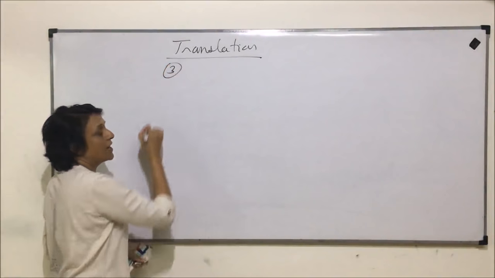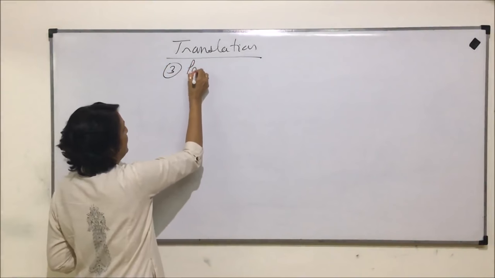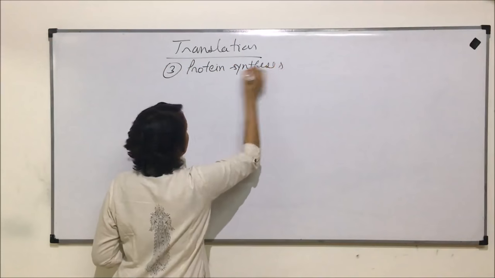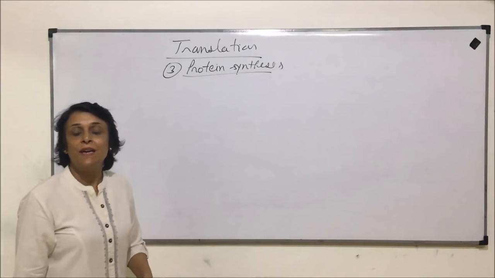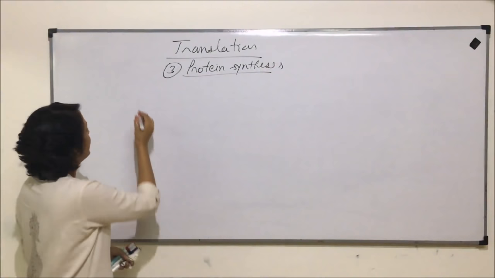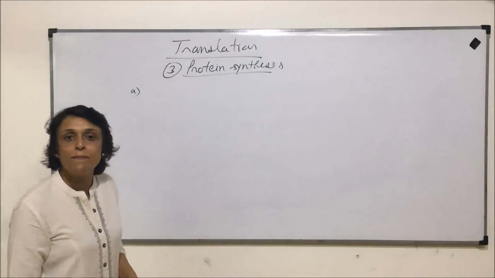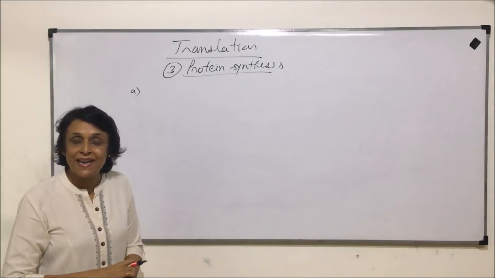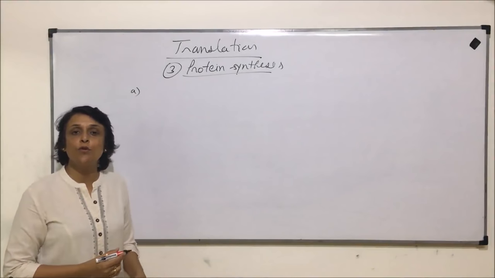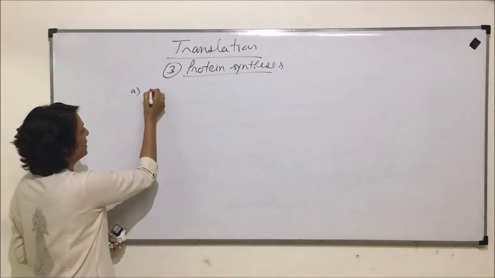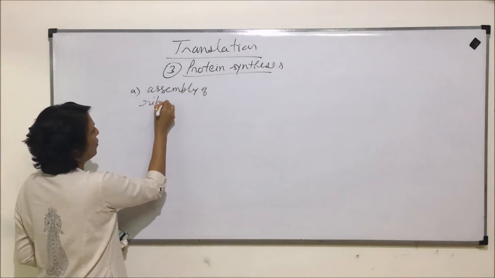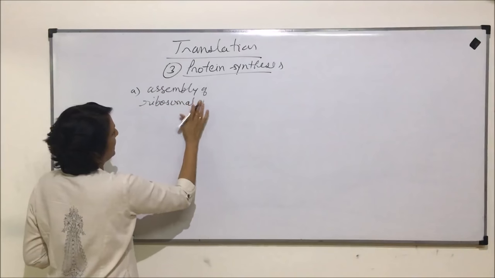So the third step is the actual protein synthesis. This process of protein synthesis, or this step, can be understood in stages. So let us take stage by stage what is happening. The first thing which has to happen for this protein synthesis to begin, after activation and transfer and everything, is that the two ribosomal subunits must assemble. So, assembly of the ribosomal subunits.